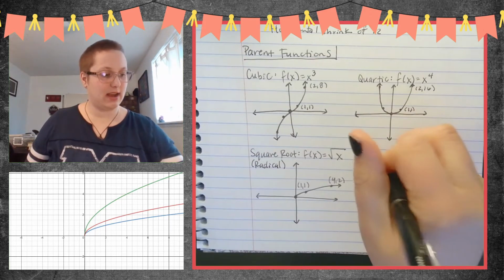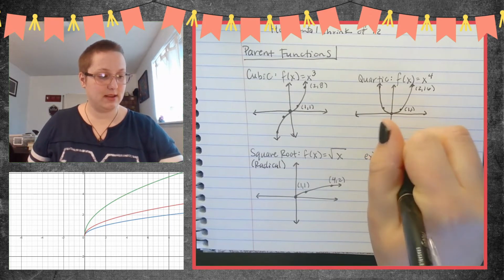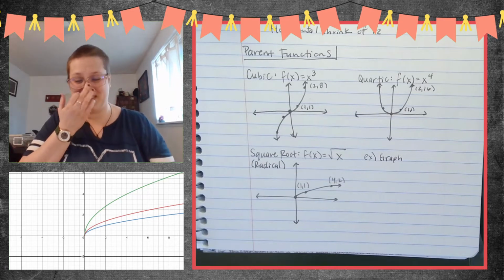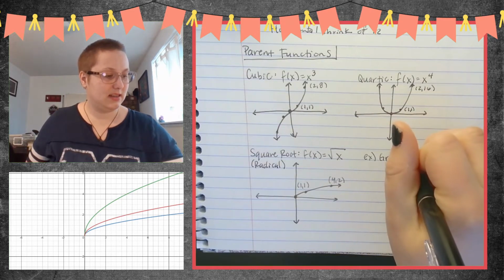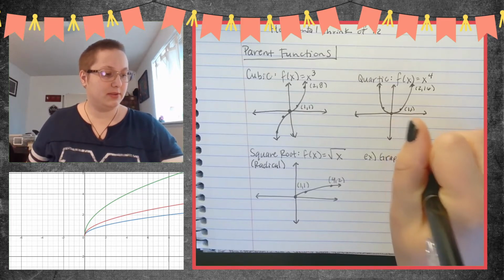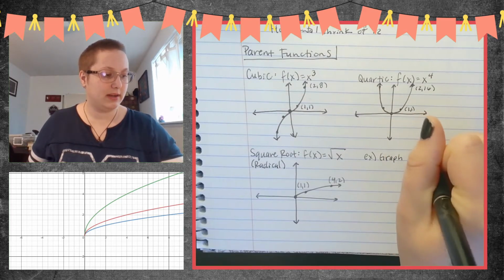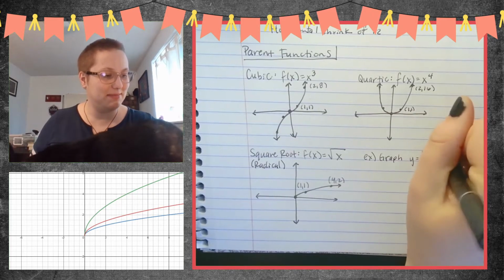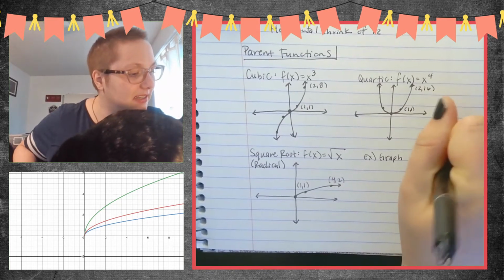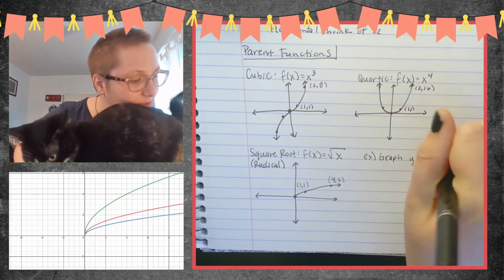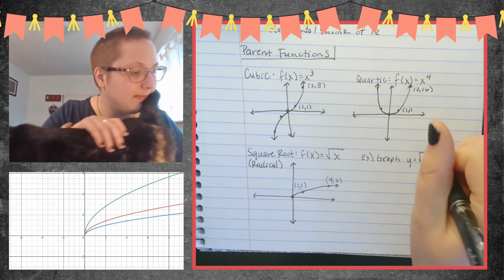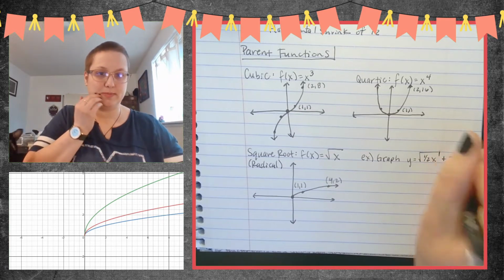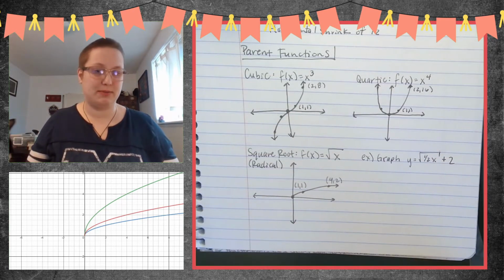Okay, so let's graph a square root function that hasn't moved. Y equals square root of 1/2 x, and then plus, I don't know, 2. So I want to remind you about that +2 part.